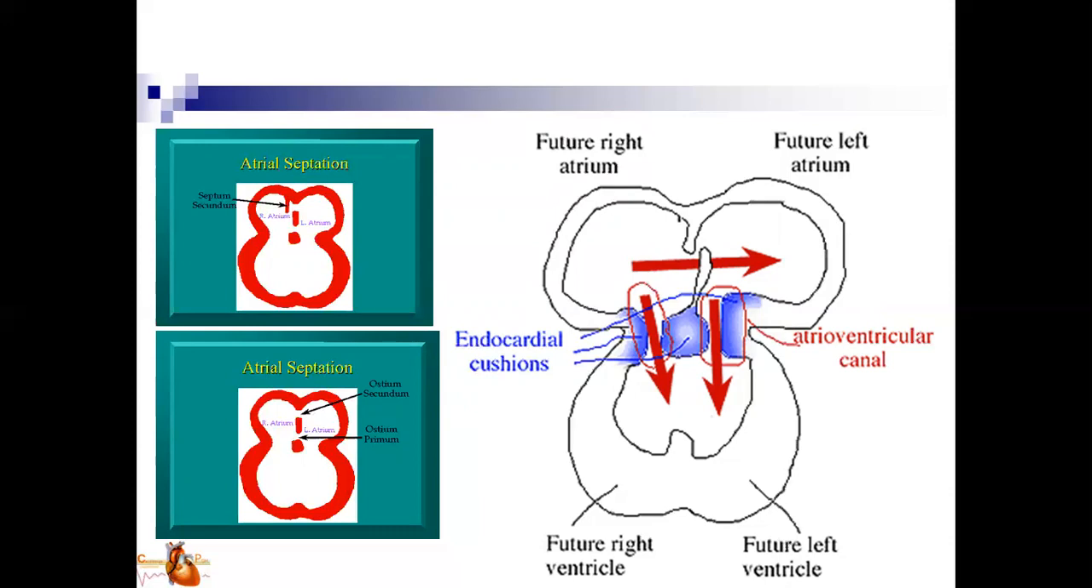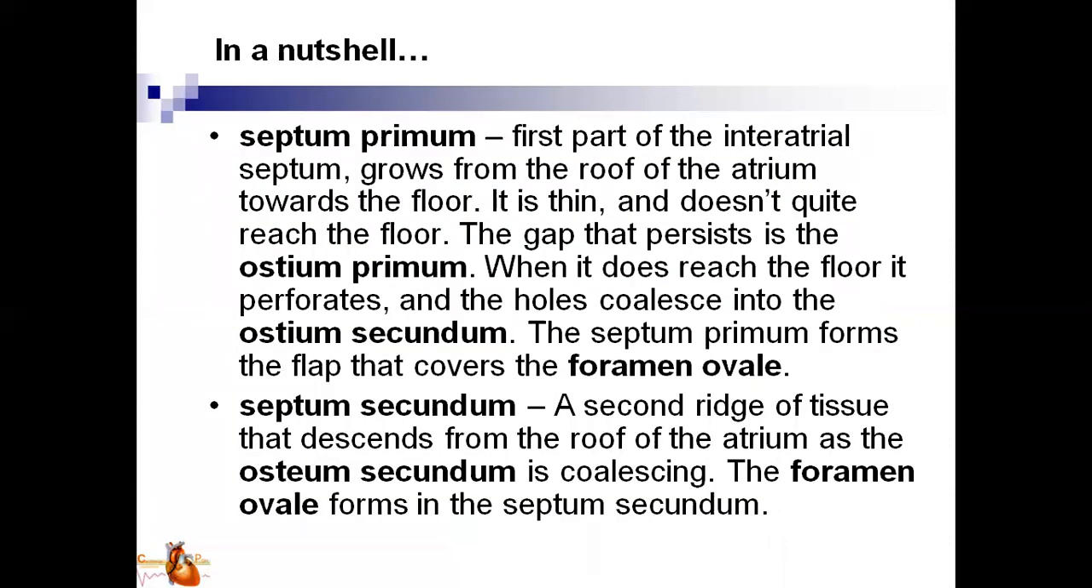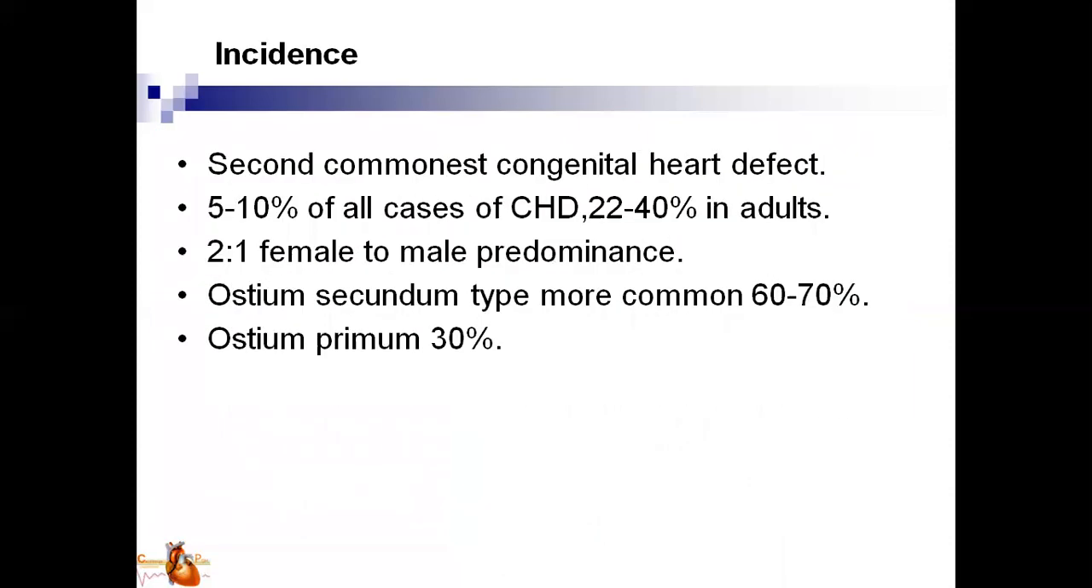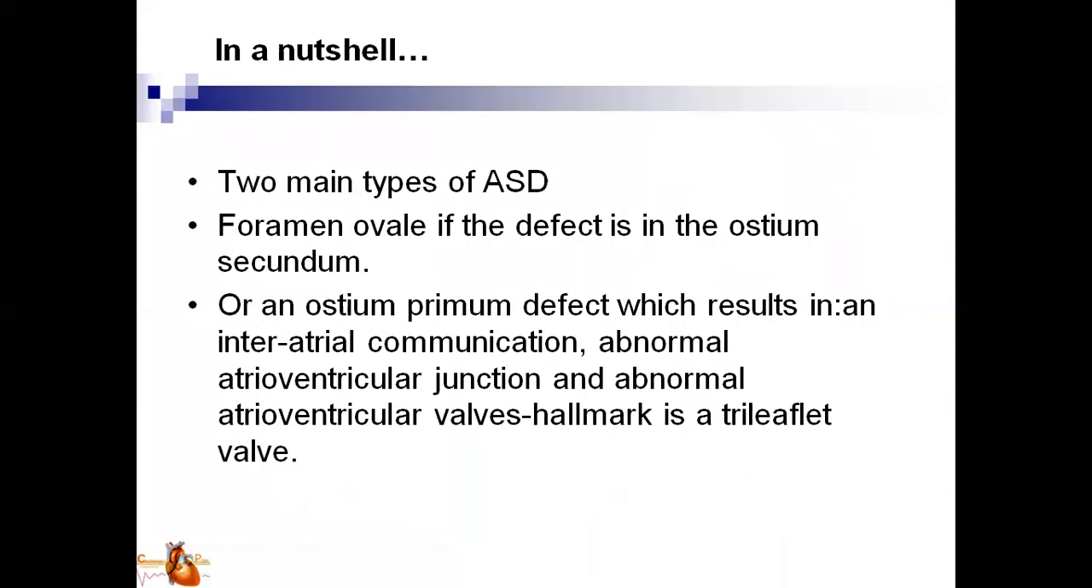And as I said, there can be two types of it: the secundum type and the ostium primum type. If it's the primum type, a flap will be present over the foramen ovale. If it's the secundum type, or the foramen ovale type, the foramen ovale will remain intact. The more common one is the secundum type.